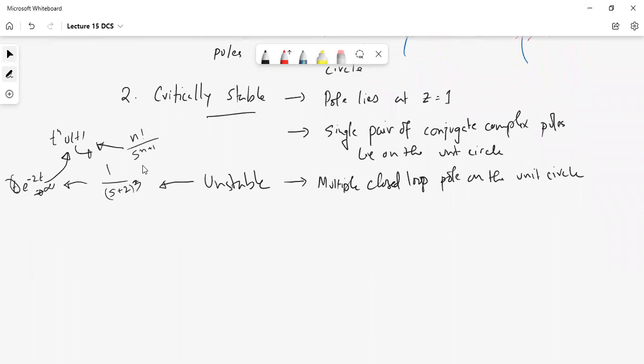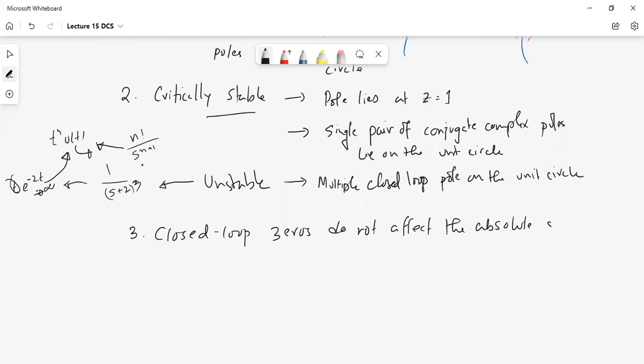And the third condition is that closed loop zeros have no effect. Closed loop zeros do not affect the absolute stability. Hence they can be within or outside the unit circle. It doesn't make any difference where they are.